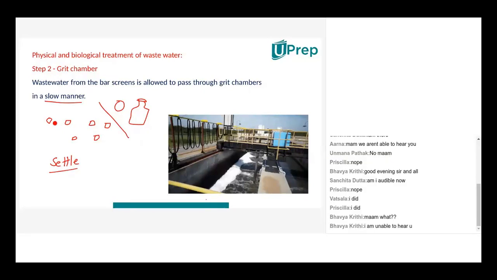If they send it in a slow manner, what happens? All the larger particles or the heavier particles will settle down at the base, right? And then it will be easier for whoever is at the wastewater treatment plant to skim or take out these particles, because by then they will have already settled down.